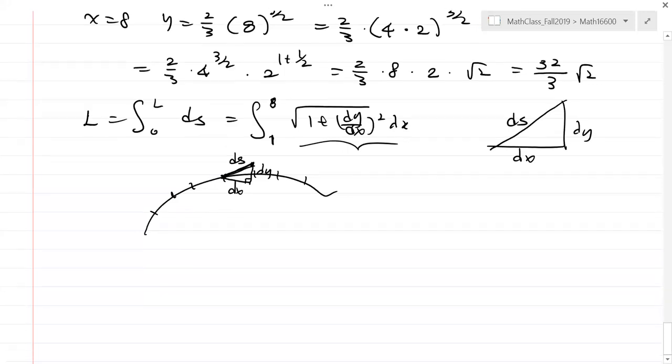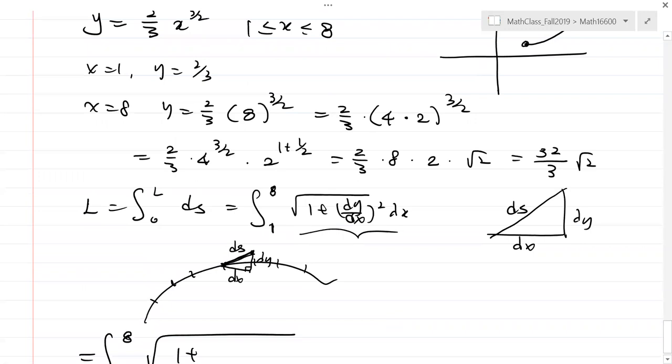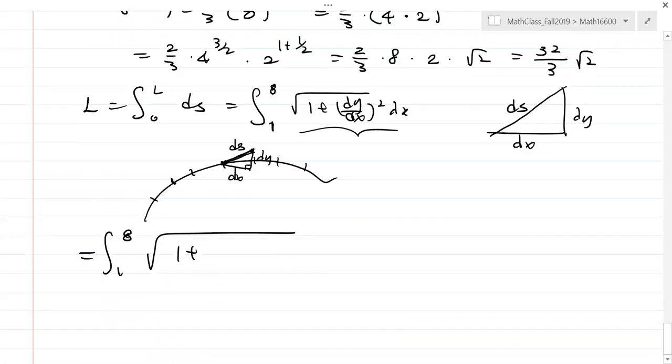So now you differentiate: 2/3 times 3/2 is just gone. So dy/dx is just equal to x to the 1/2, squared, dx.